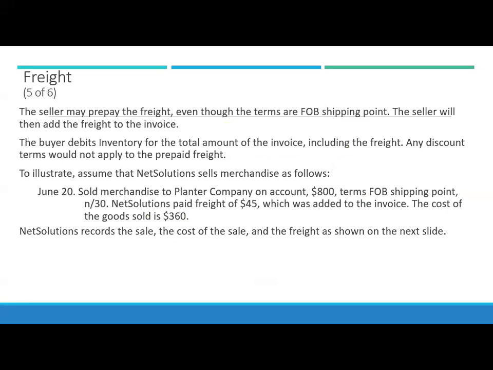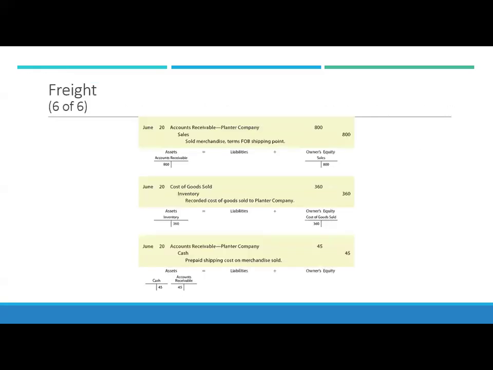And the seller might prepay for the freight even if the terms are FOB shipping point. But they're not doing this out of the kindness of their heart. They will add it to the invoice. And so in this case, they made a sale, $800, terms FOB shipping point, and they paid freight of $45 and added it to the invoice. So this is from the seller's perspective.